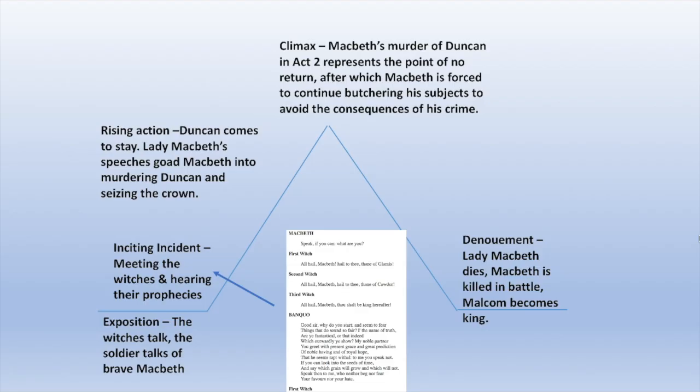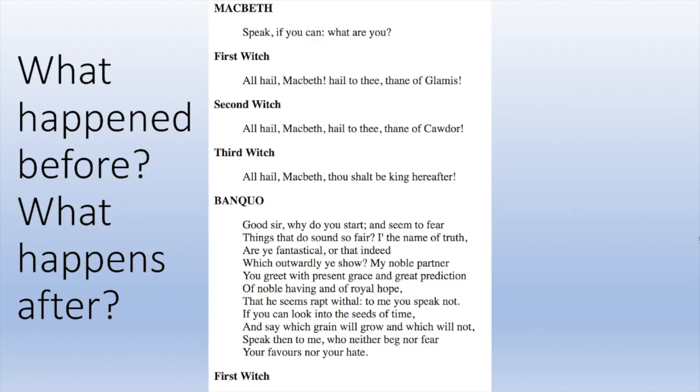But some people find that really difficult, and I want to suggest another idea as well, which is probably a more simple approach, which is just to ask yourself what happened before this extract and what happens after this extract. Now, a couple of days ago, I was listening to an Oxford University lecture online on Macbeth. I'll link it in the description, and the lecturer said a couple of interesting things which I think we can apply to our GCSE analysis.